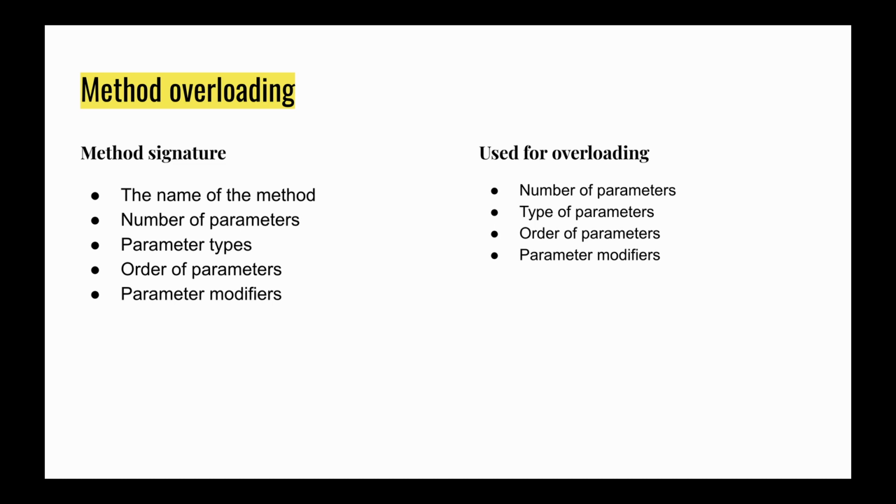What is a signature? The signature consists of the following aspects. The name of the method. Number of parameters. Parameter types. Order of parameters. Parameter modifiers. And method overloading is when the methods have different signatures in which only the method name matches. That is, the methods should differ by number of parameters, type of parameters, order of parameters, parameter modifiers.